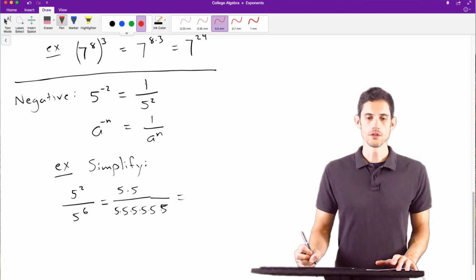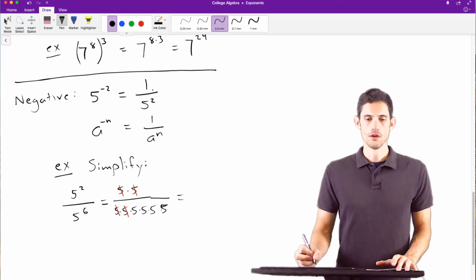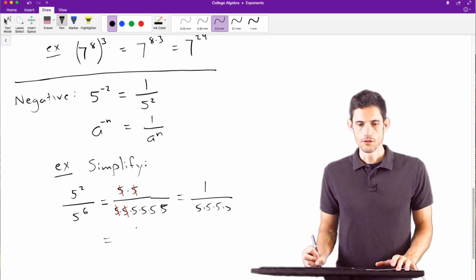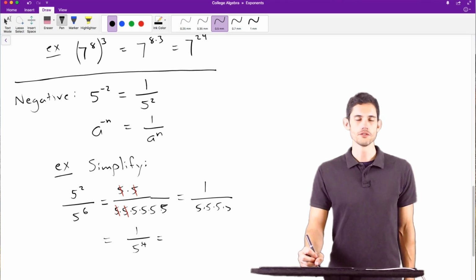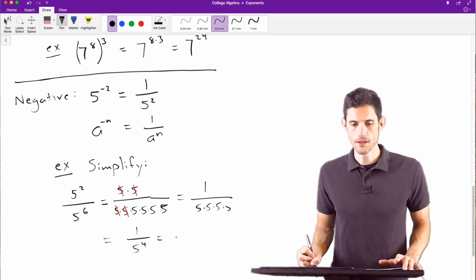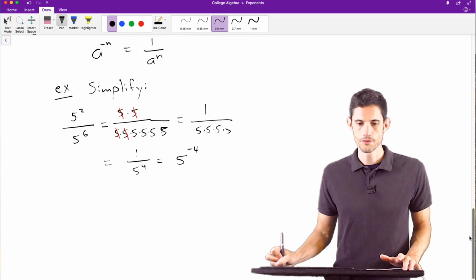So I'm going to cancel things here in this fraction. 5 cancels 5, 5 cancels 5. So on the top I've got a 1. On the bottom I've got 5 times 5 times 5 times 5. So that is 1 over 5 to the power 4. But we know that if a quantity is in the denominator of a fraction and being raised to a power, then I can write that as the number in the numerator, but being raised to a negative exponent.